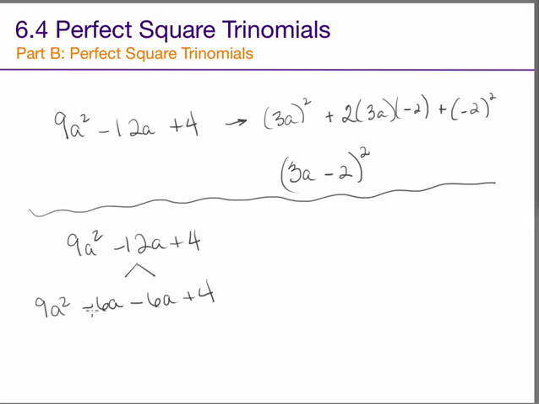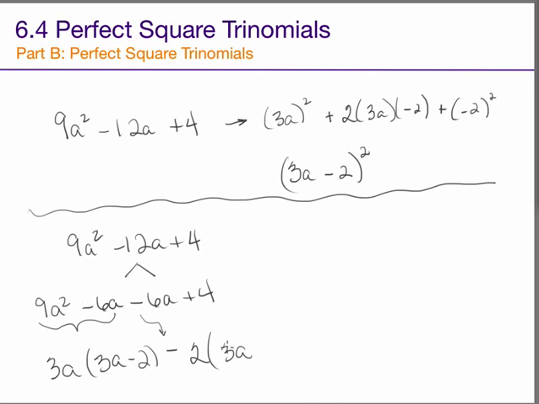My first and last terms don't change. My middle term becomes minus 6a minus 6a. What's common to these two terms? A 3 and an a. And what's left over is 3a minus 2. 3a times 3a is 9a squared, and 3a times negative 2 is negative 6a. Minus, what's common to these two terms? 2. What's left over? 3a.